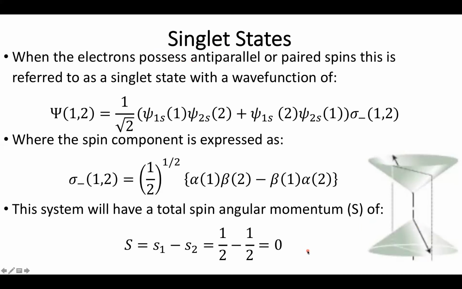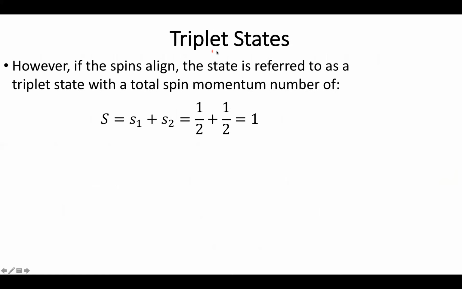Now, that brings us to the parallel spin, or as we call it, the triplet state. I'll talk more about where the name comes from later, but for now, you should just know that a triplet state refers to my spins aligning or being parallel. And so if my spins align, that means that the spin of my first electron and the spin of my second electron, instead of canceling out, will add together. And so we'll have a total spin angular momentum quantum number of 1.